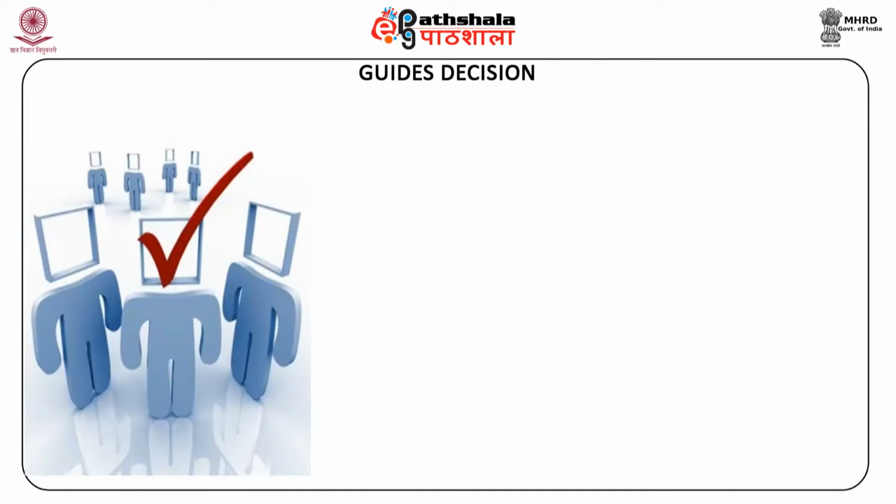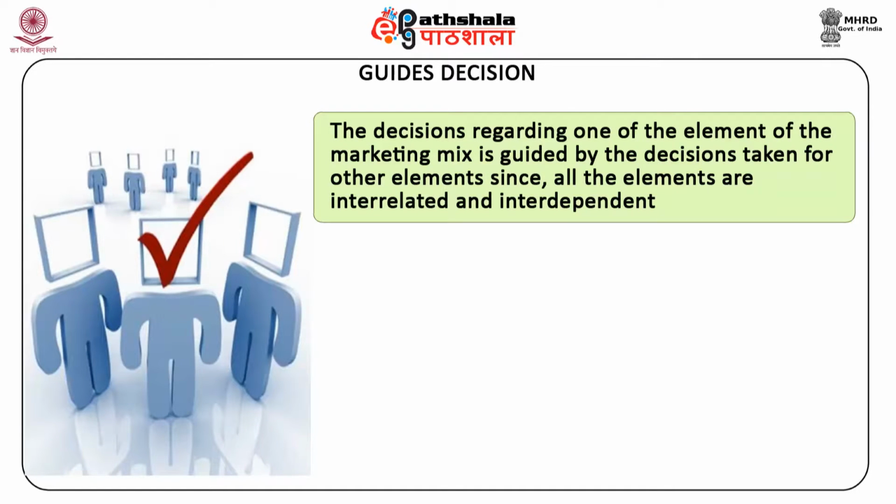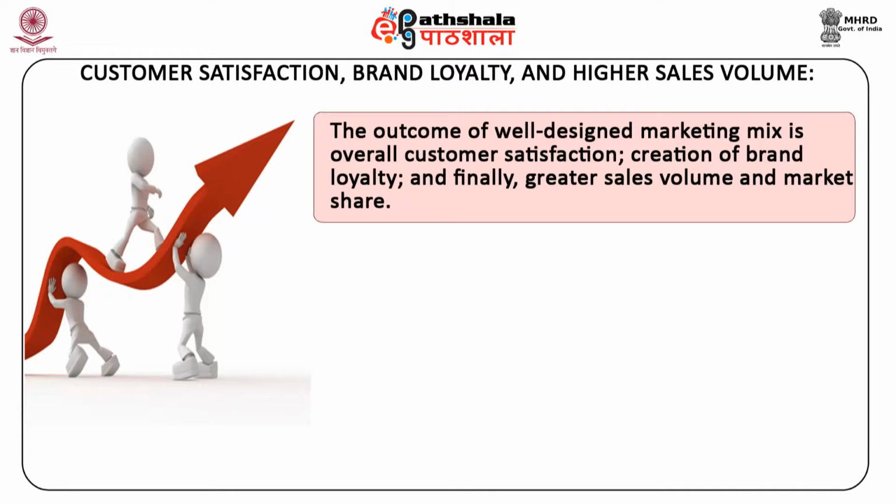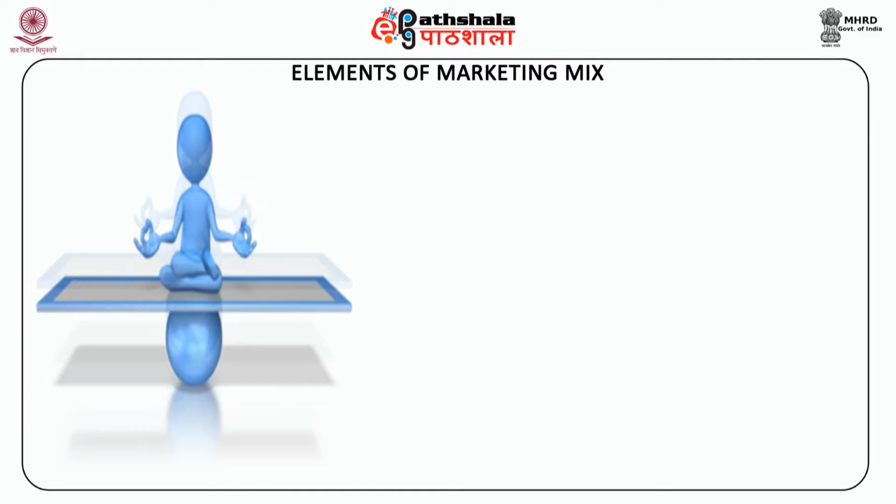Guides decision. The decisions regarding one of the elements of the marketing mix are guided by the decisions taken for other elements, since all the elements are interrelated and interdependent. Customer satisfaction, brand loyalty, and higher sales volume. The outcome of a well-designed marketing mix is overall customer satisfaction, creation of brand loyalty, and finally, greater sales volume and market share. Next, we'll talk about the elements of marketing mix.